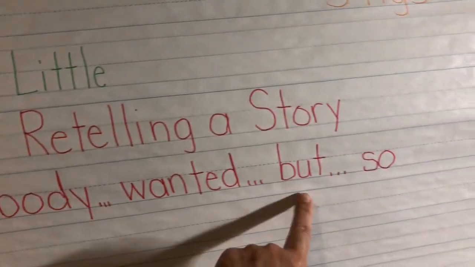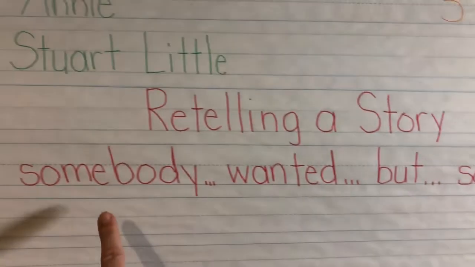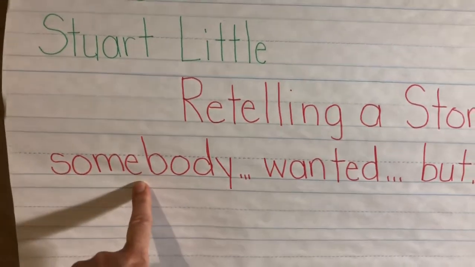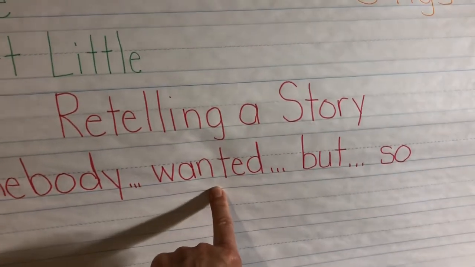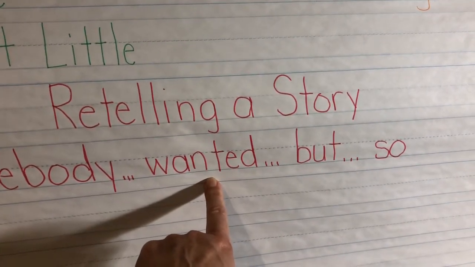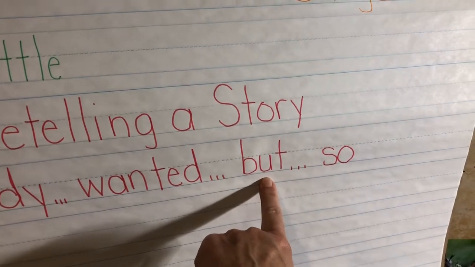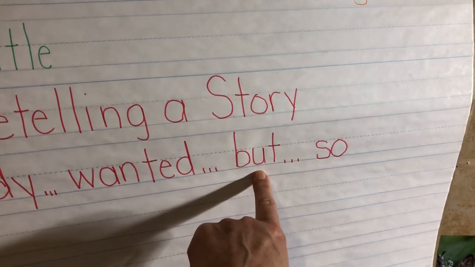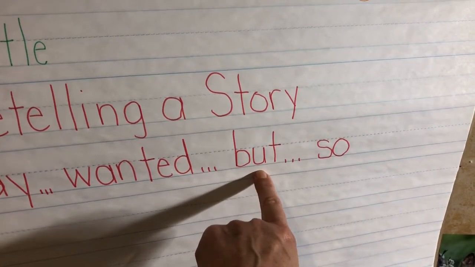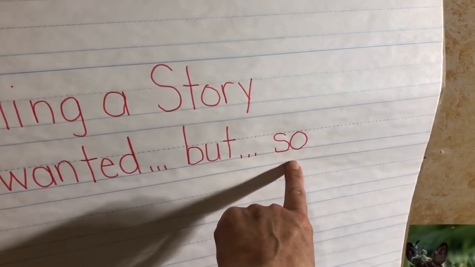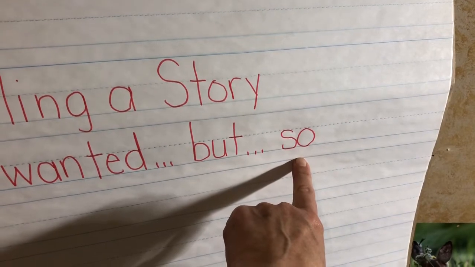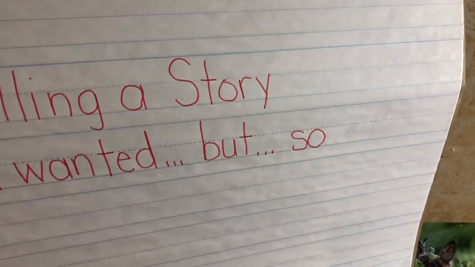Somebody Wanted But So. Let's say somebody, we're going to say that somebody was Goldilocks. She wanted some porridge and a place to sleep. The problem was that wasn't her house. It was the 3 bears' house. And the problem was the bears came back. So Goldilocks, the solution was she ran away back into the woods. That was that story. How about the 3 pigs?